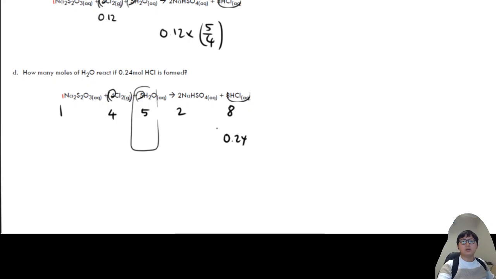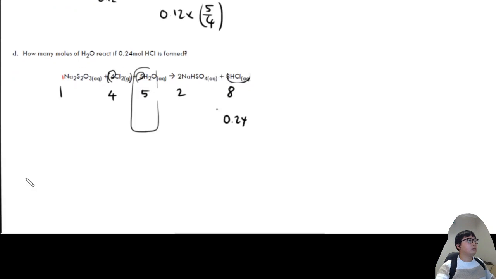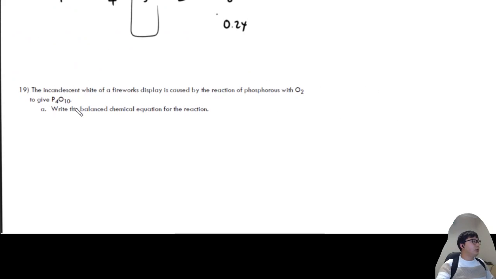Moving on to the next question. All right, Question 19. The incandescent white of a fireworks display is caused by the reaction of phosphorus with O2 to give that. So I'm going to give you the equation: phosphorus reacts with O2 to give P4O10. All right, can you guys balance this? It's pretty simple to balance.